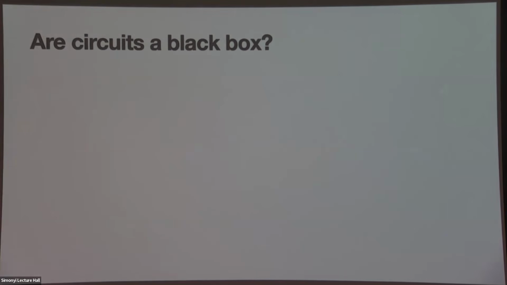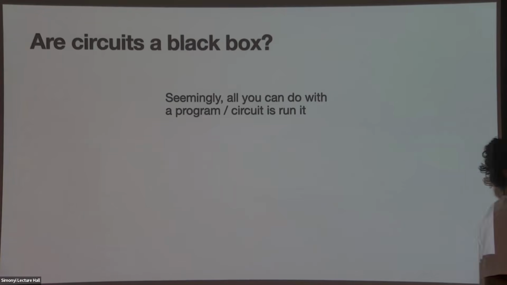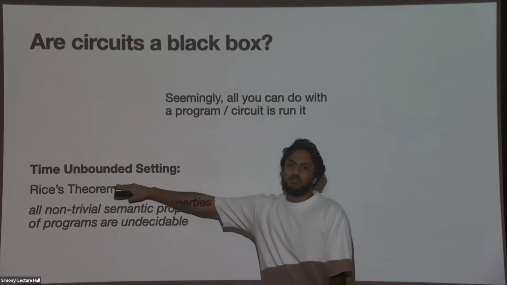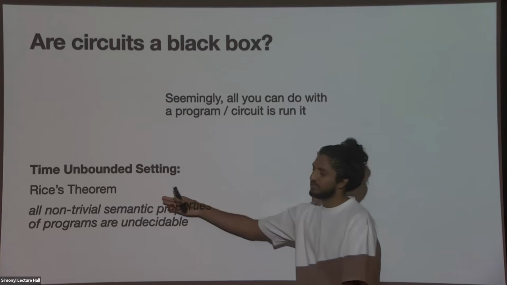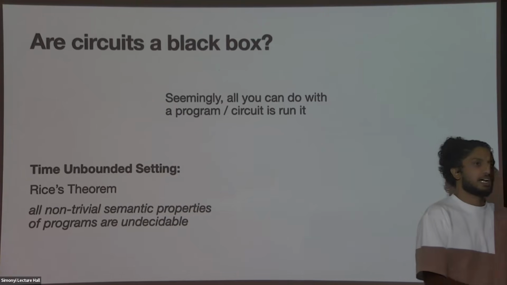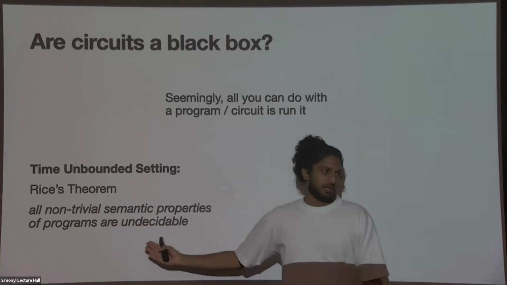This is a high level question in complexity theory: what does giving you the code of a program, giving you a circuit, tell you? Seemingly, all you can do with a program is run it. You could read the code, but it seems very hard to analyze the code and understand something about it. In fact, if you talk about programs that are allowed to run an unbounded amount of time, we have a very good formalization of this. It's called Rice's theorem. It says that if I hand you a Turing machine and ask you about any semantic property of it, that's impossible to decide.